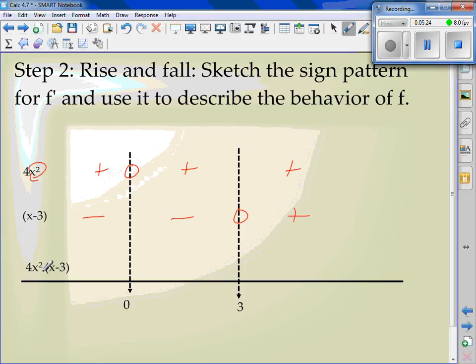Now I'm going to find out what the sign for 4x squared times x minus 3 is. Positive times a negative, negative. Positive times a negative, negative. Positive times a positive, positive. So this one goes down, down, up. I don't know why I put plus. Should have put up. That's the rise and fall. So it goes down, then down some more, then it goes up.